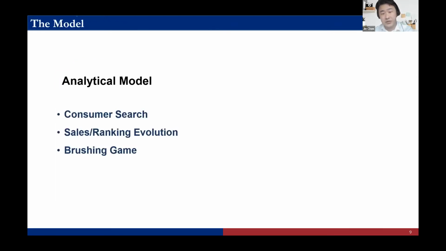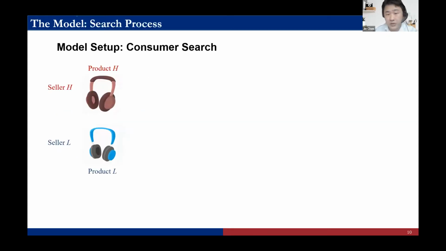To address these research questions, we built an analytical model that describes the consumer search process, the sales ranking evolution, and the brushing game between the online merchants. We considered two competing sellers, H and L, on an e-commerce platform, selling products H and L respectively. The sellers operate over 2 periods, and our model is readily extendable to multiple periods.